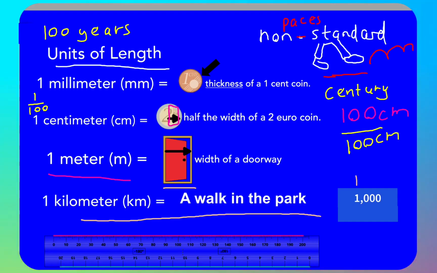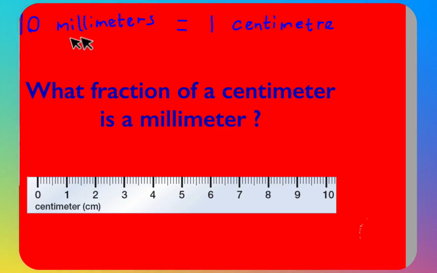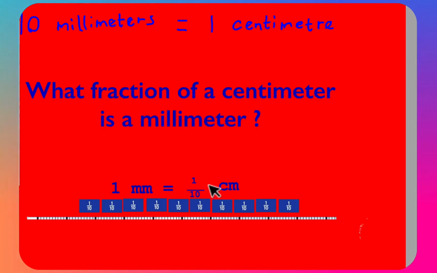Okay, now that we've covered all the units of length, we need to focus back on centimeters, meters and millimeters. So, to review what we've learned, I want to ask you the question: how many millimeters equal 1 centimeter? Pause the video now. Okay, so our answer is 10 millimeters equal 1 centimeter. So if we think about our millimeters as fractions or parts of a centimeter, we can figure out that 1 millimeter equals 1 part of 10. And in order for us to get 10 parts of 10, we have to get 10 millimeters, and that will equal 1 centimeter.